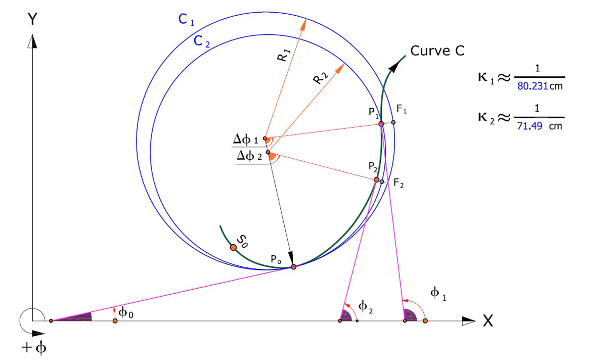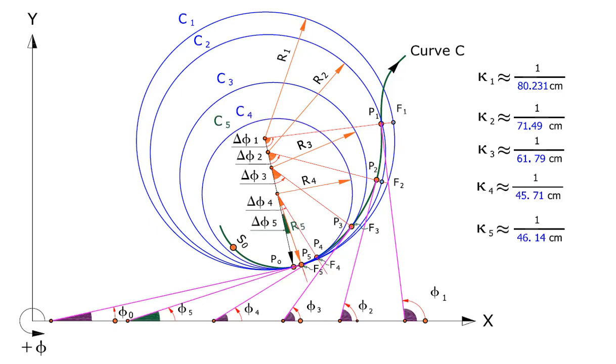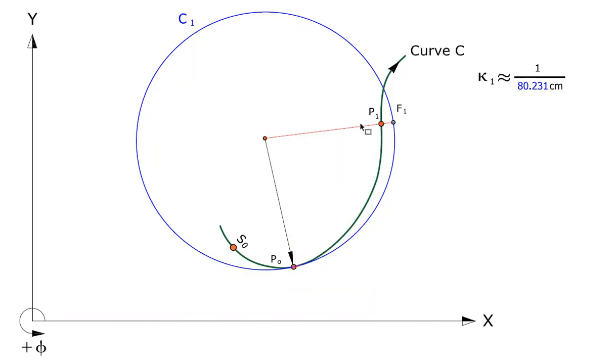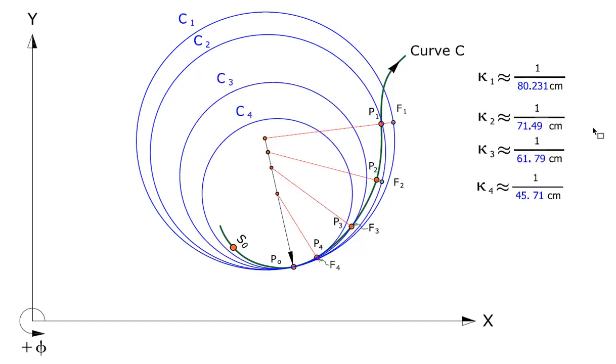So let's see if the results of curvature are converging or not. So let's see kappa 1 and then kappa 2, 3, 4, and 5. We can see here that the result of curvature is converging to around 45 or 46. And the closer we get, the more accurate we are going to get the curvature at point P0. We can see that the closer the arc of the curve gets to the arc of the circle, the more the value of curvature is converging.